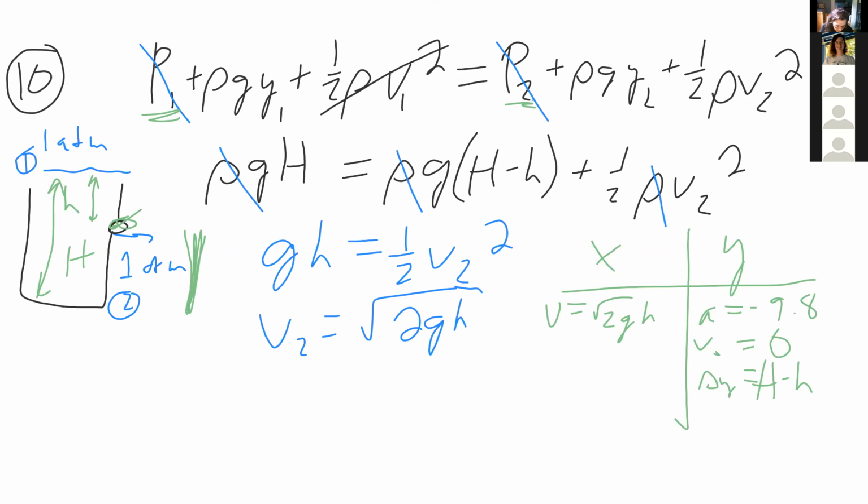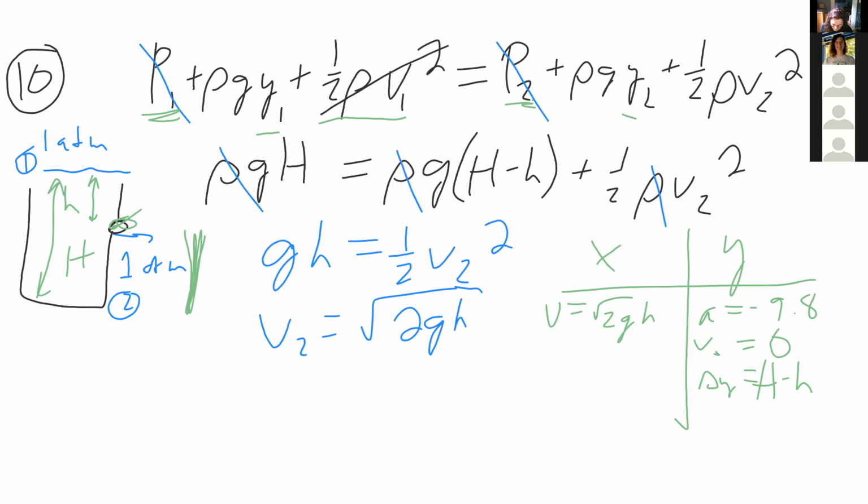There is no velocity in the water at the top of the tank. That water is just sitting there. So 1/2 rho v1 squared will be 1/2 rho times 0 squared. So that term goes away. And then we replace our y1 and y2 in terms of the big H and little h from the diagram.